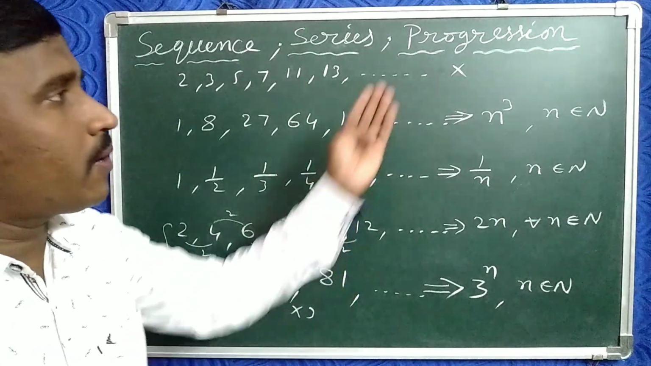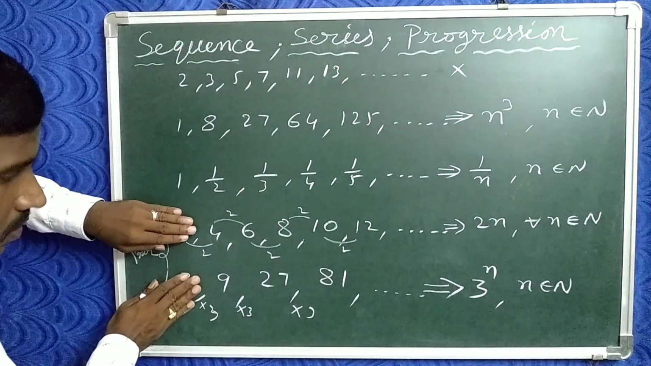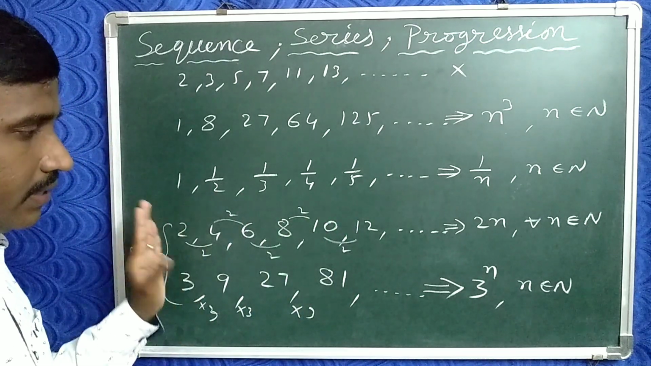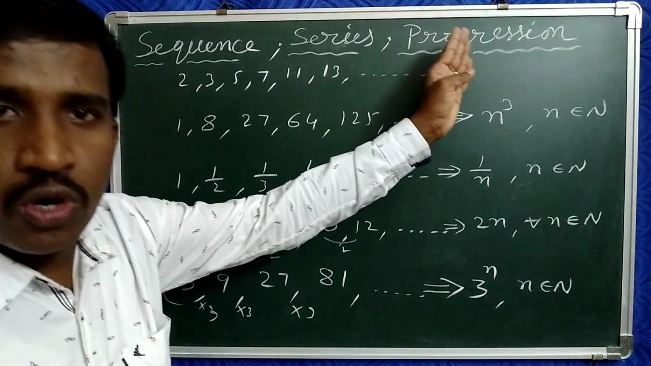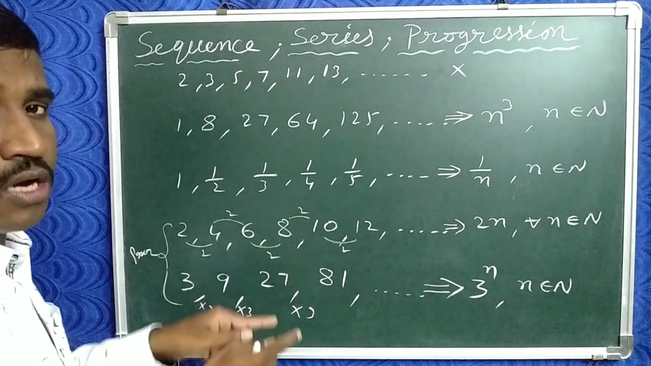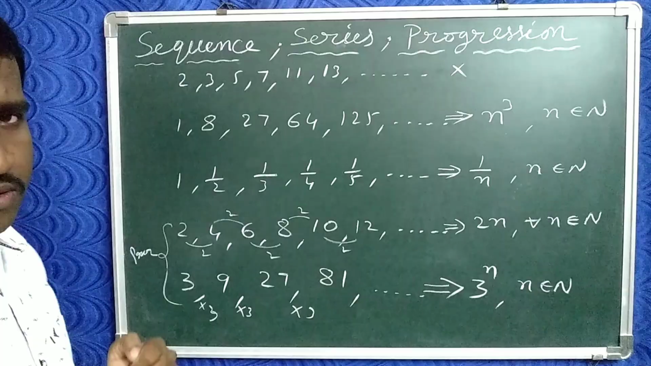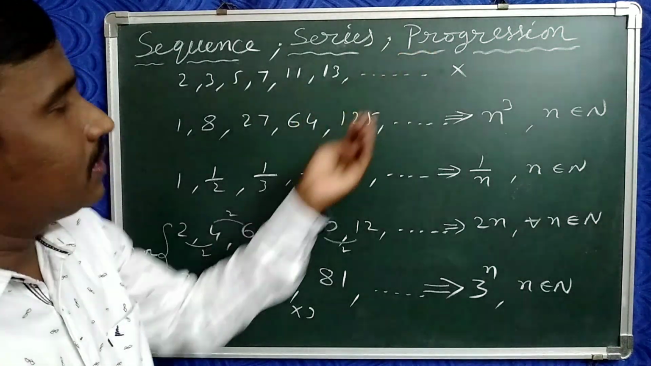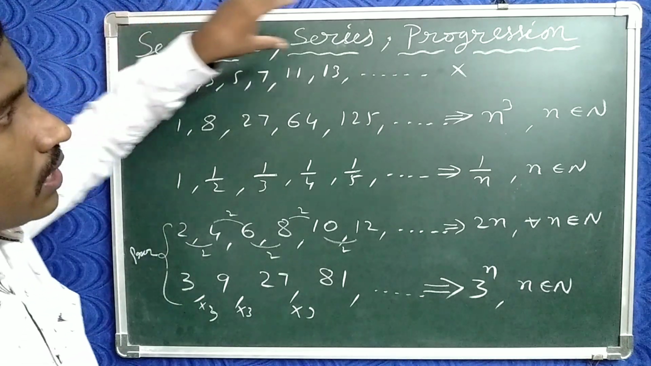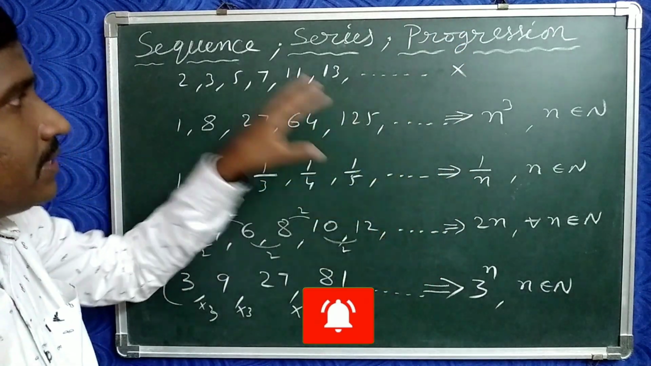Here, what is meant by progression? Progression means a sequence in which, except the first term, every term has a common relation to the preceding term. Then the sequence is nothing but a progression. That's why this is a progression. So these two arrangements are progressions. But all these arrangements are sequences. That's why progressions are a special case of sequences. That's why all sequences need not be progressions, but all progressions are sequences.